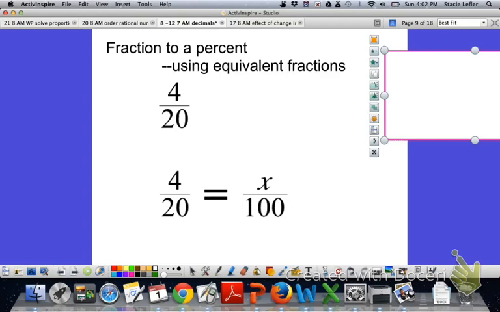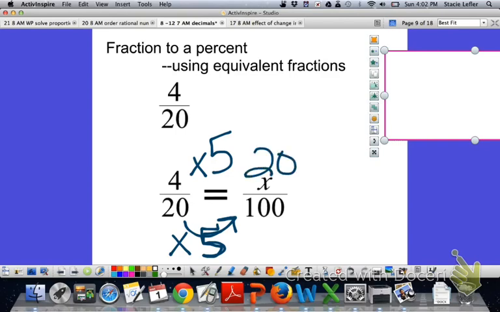So how does 20 become 100? For the denominator, we're going to multiply by 5. So we'd also have to multiply the numerator by 5, and we would get 20 over 100. So there's your percent then, 20%.